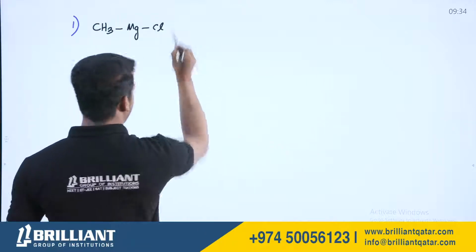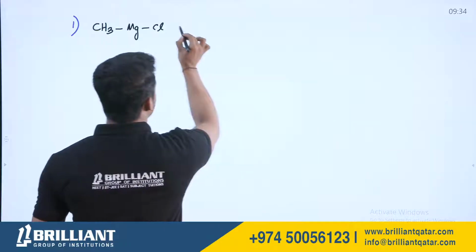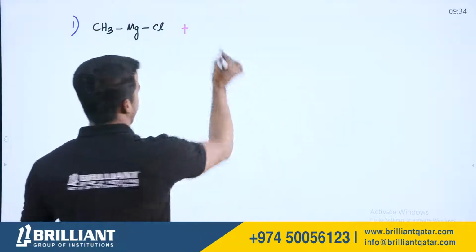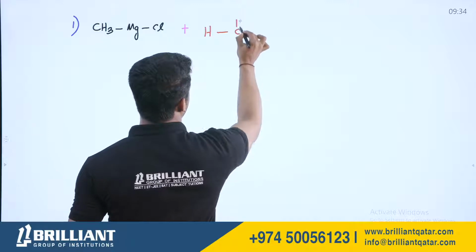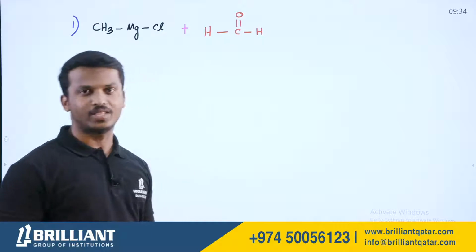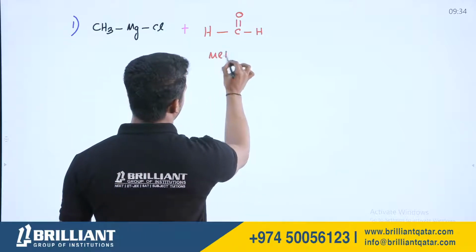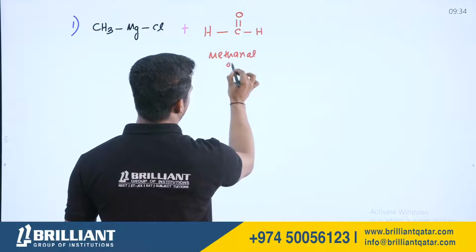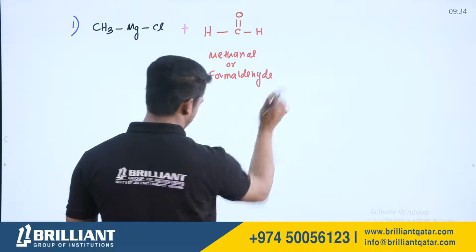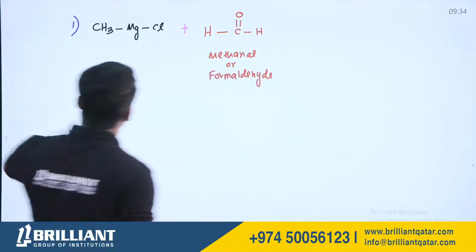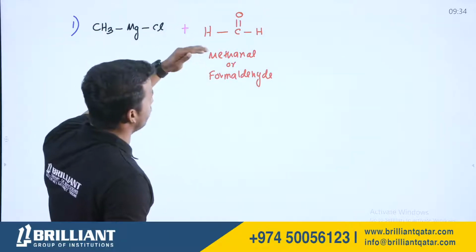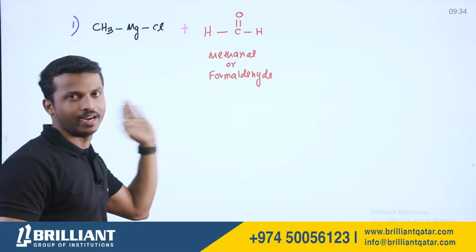Let me treat this Grignard reagent with another compound. For example, let me take an aldehyde or ketone. First, the aldehyde, let me consider HCHO. HCHO is called what, dear all of you? Methanal, right? Methanal is also known as formaldehyde. So here what we are doing, we are treating methyl magnesium chloride, this is our Grignard reagent, with the simplest aldehyde, that is our methanal or formaldehyde, HCHO.